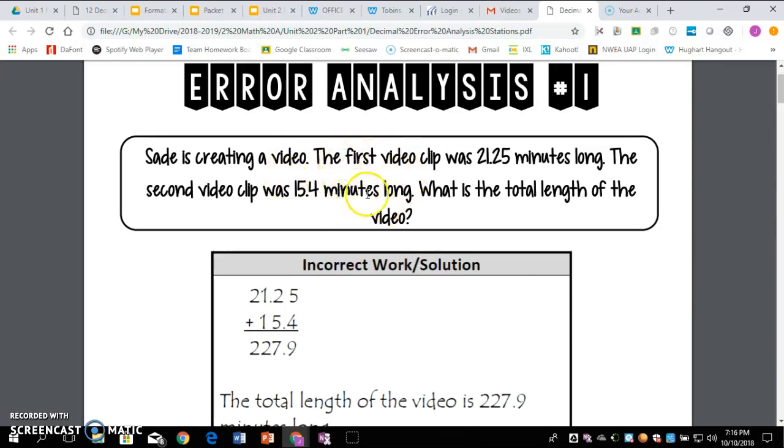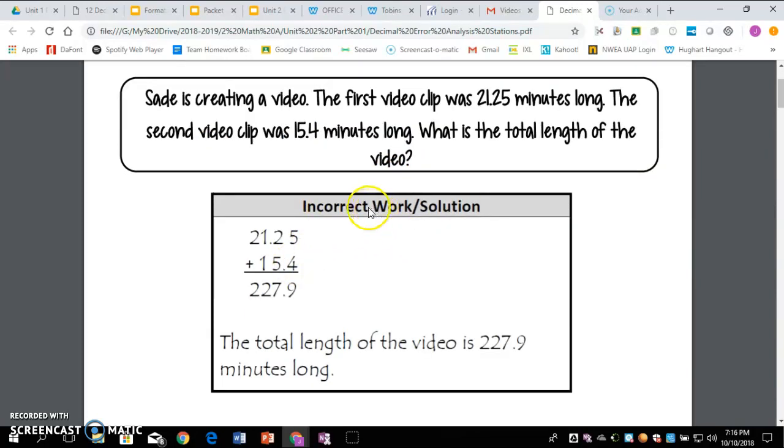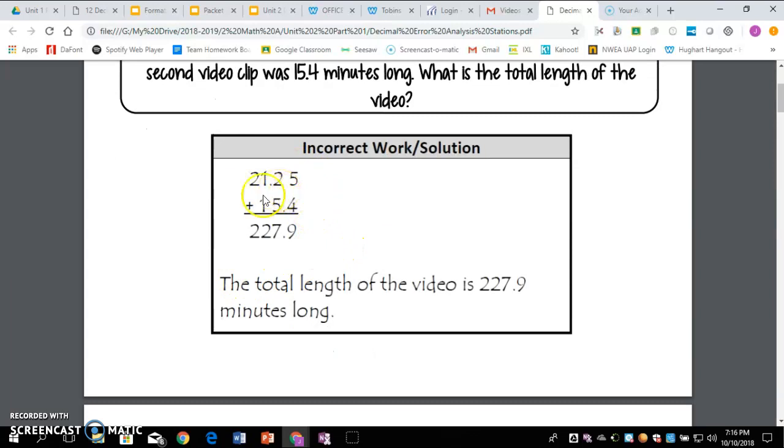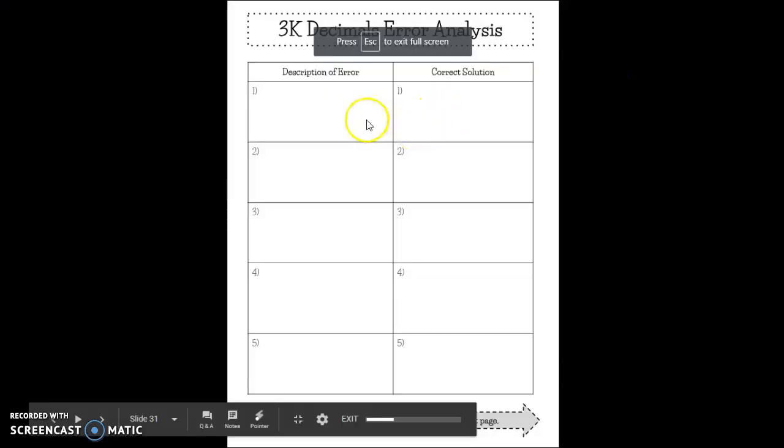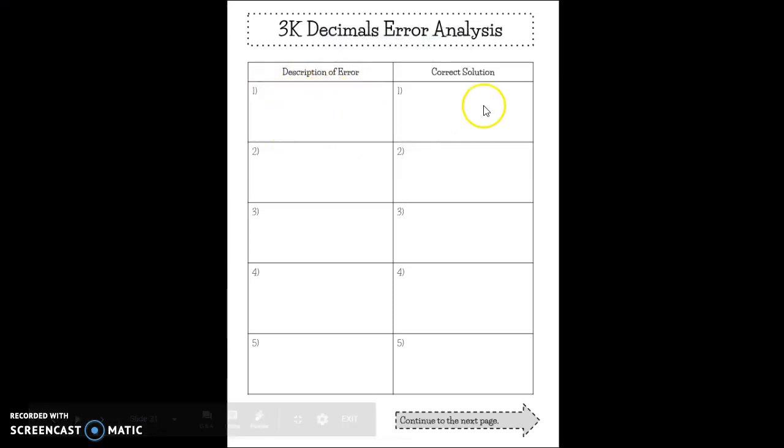Then, once you have an idea of what you think the approach should be for this problem, you can look at their incorrect work. Remember that everything is going to have something wrong with it. It could be big, it could be small. So you can look through the problem to try and identify what it is that they did incorrectly. Once you know that, going back to your packet here, you can fill in a brief description of what the error is. So what did they do wrong? Then you're going to solve the problem correctly. You're going to do that for each problem. Okay, you're always going to describe the error, solve the problem correctly.